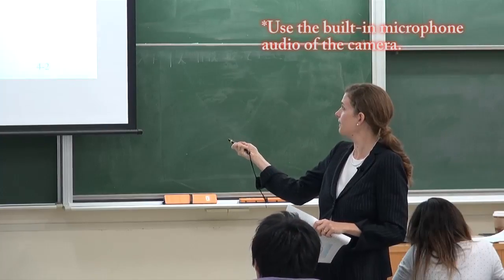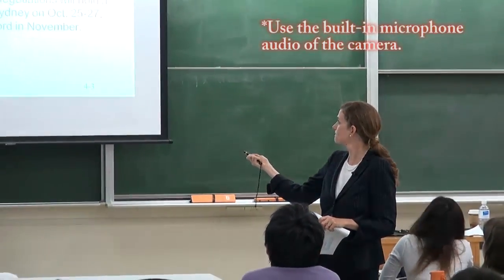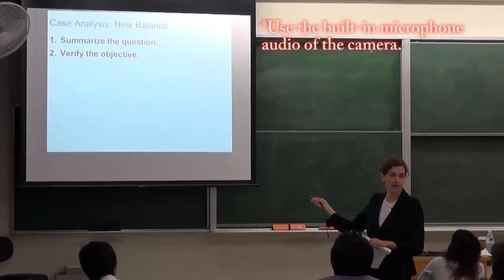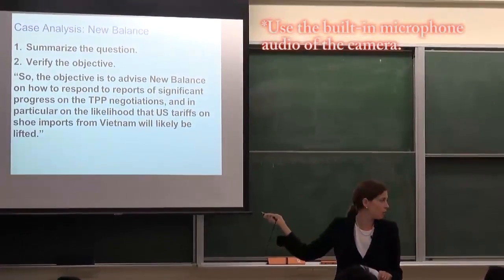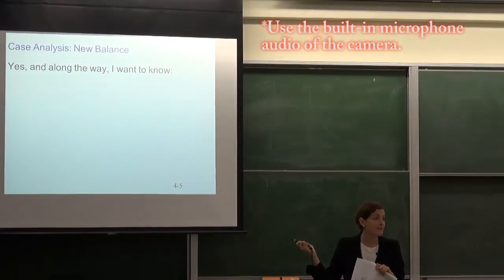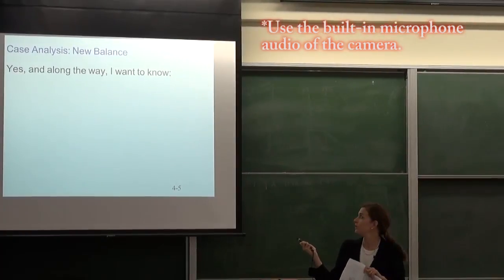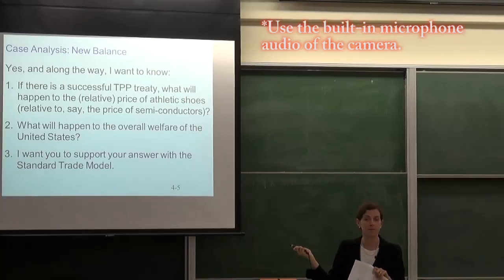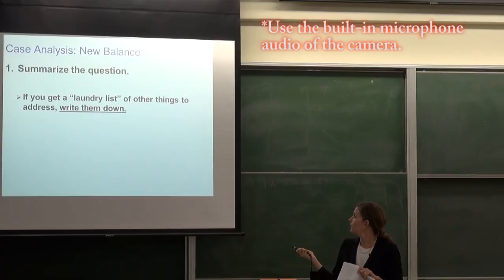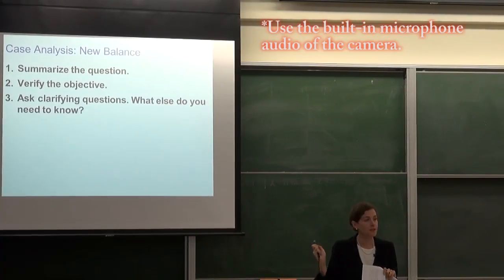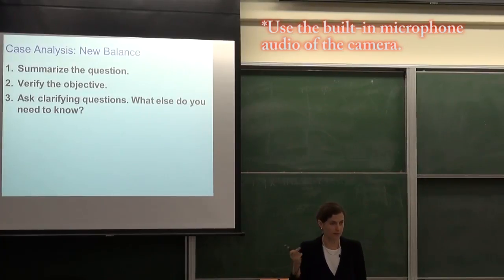All right, so here's what I read. This is the case. Summarize the question, verify the objective. Okay, this is more or less what Becky said. And then I said yes, she's correct. Along the way, I want you to do 1, 2, 3, and you wrote those things down. Okay, so make sure you address those points in your answer. Write them down. So now we're up to clarifying questions. What else do we need to know?